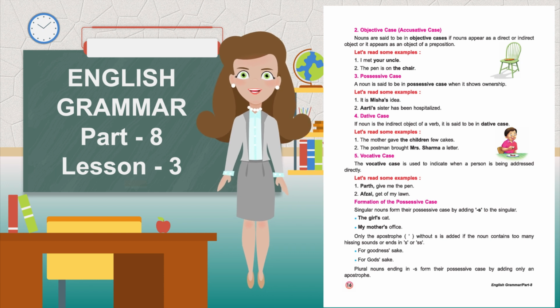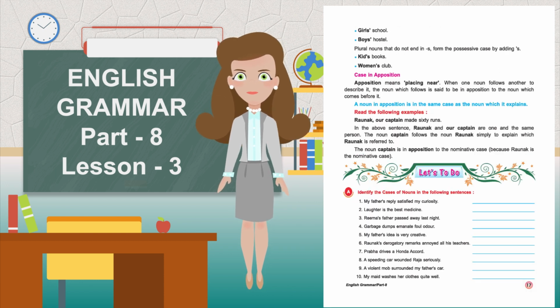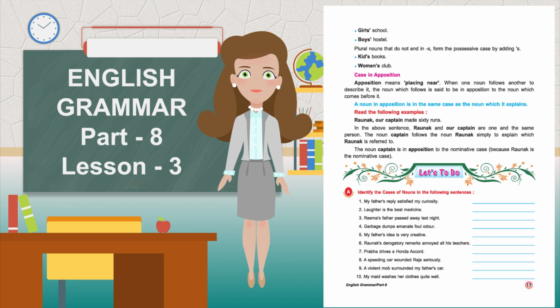Plural nouns ending in s form their possessive case by adding only an apostrophe. Girls' school, boys' hostel. Plural nouns that do not end in s form the possessive case by adding 's. Kids' books, women's club.